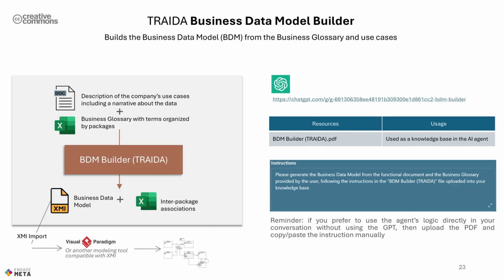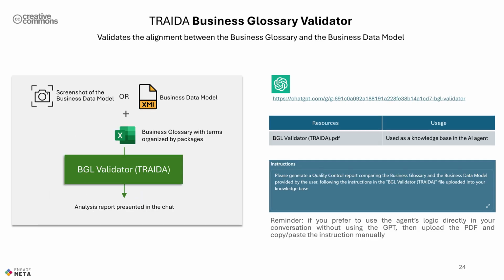The Business Data Model Builder structures concepts and relationships. This forms the semantic backbone of the data architecture. The Glossary Validator checks consistency between terms and models. It eliminates ambiguity and duplicated meaning.